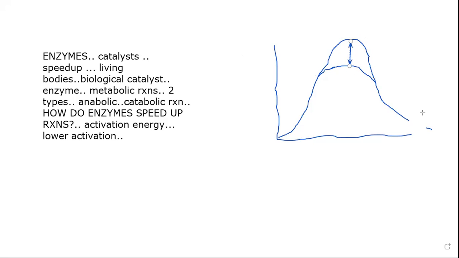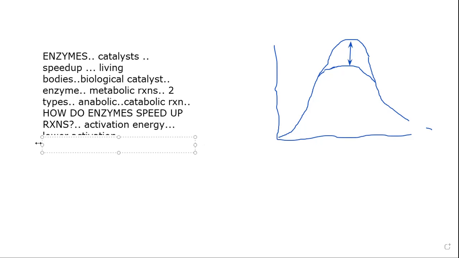Here we have the reactants, here we have the products. This is the x-axis, this is the y-axis. This was just to explain to you. Okay, now let us go on. Enzymes have specific types of characteristics and special factors.